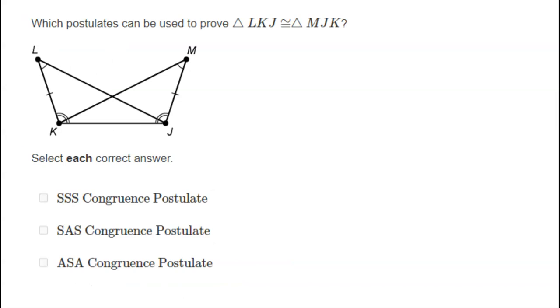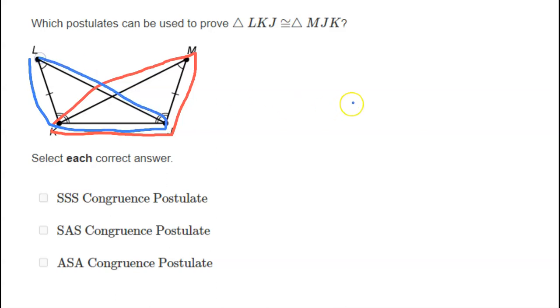Which postulate can be used to prove triangle LKJ is congruent to triangle MJK? Notice that there's two triangles here. So we want to separate these two triangles. Here's the one triangle. And let me change my color so that you can see the other triangle here. Okay, now let's go ahead and separate these two triangles by drawing them out.